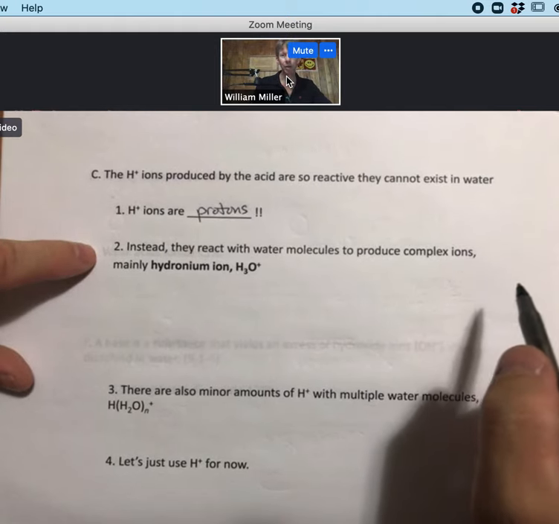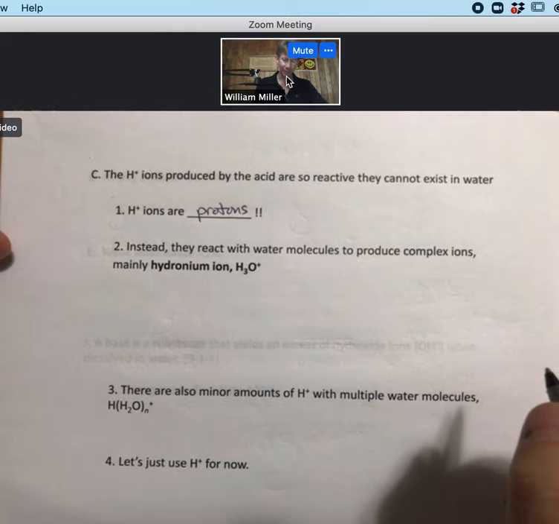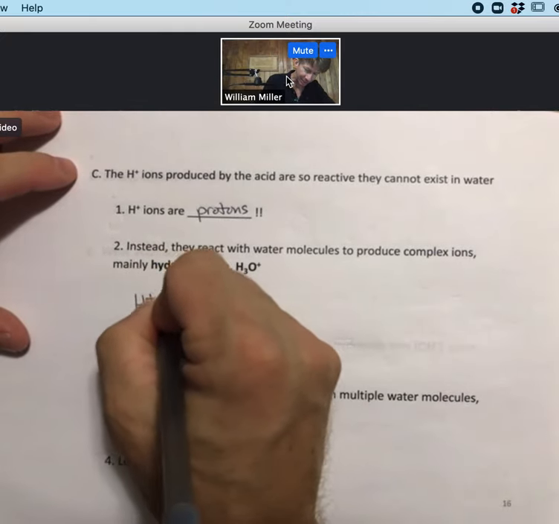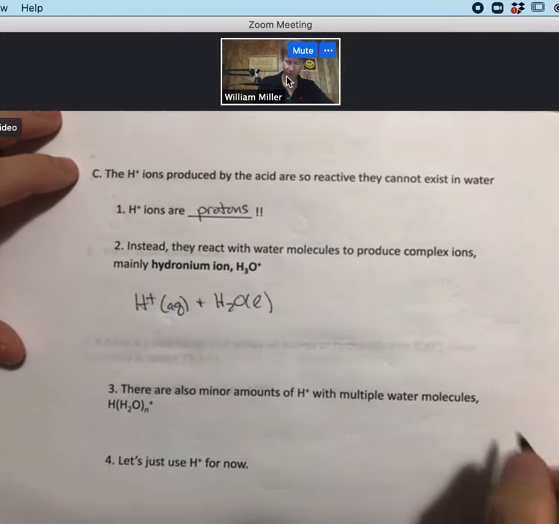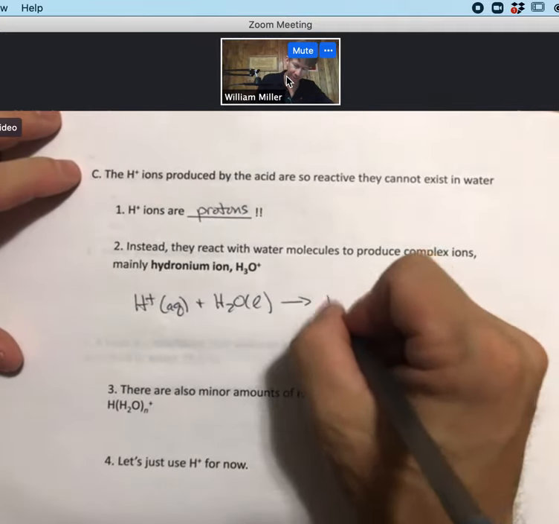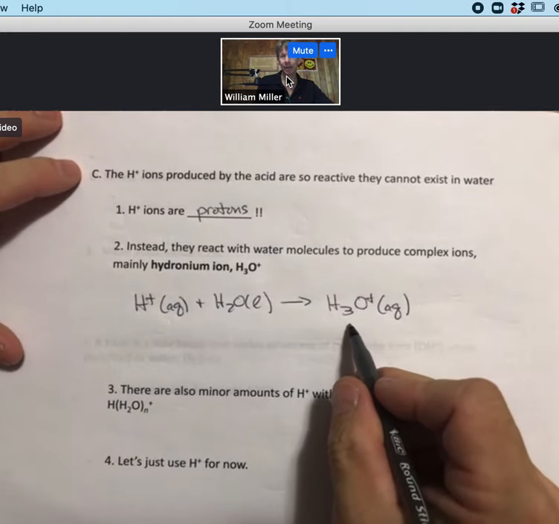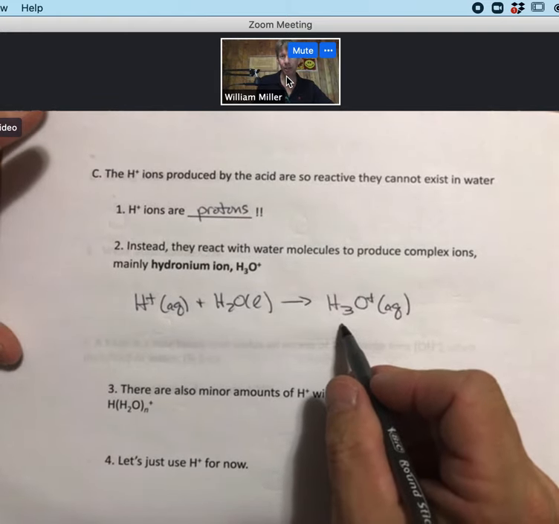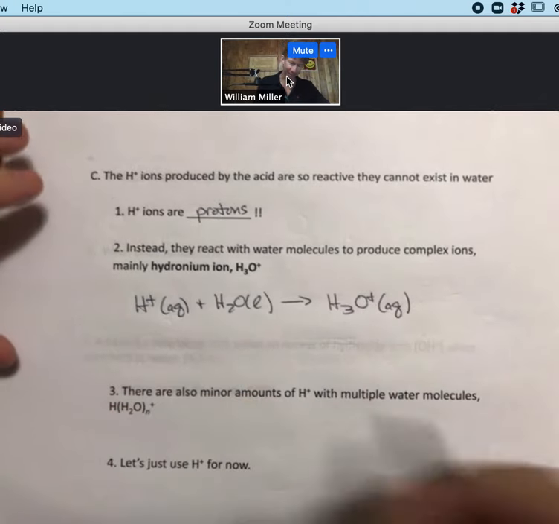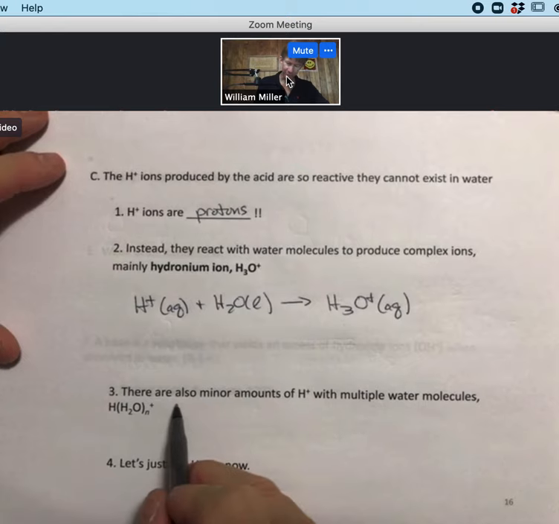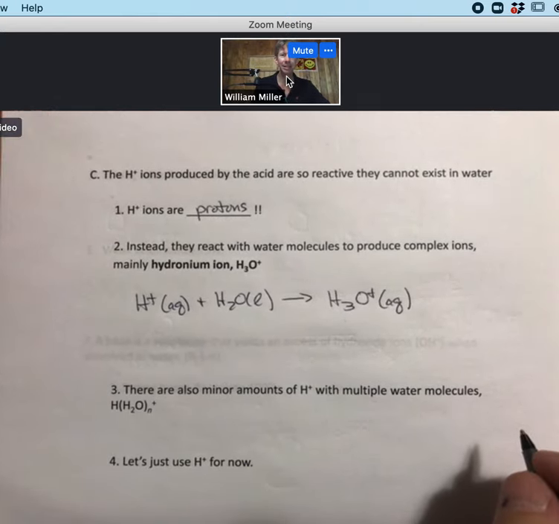Instead, they react with water molecules to produce complex ions, mainly hydronium ion, H3O+, and so we could write H+ plus H2O goes to hydronium ion, H3O+. So hydronium ions exist in water. They are the main thing that exists in water, not H pluses. There are also minor amounts of H plus with multiple water molecules. Again, things get complicated.